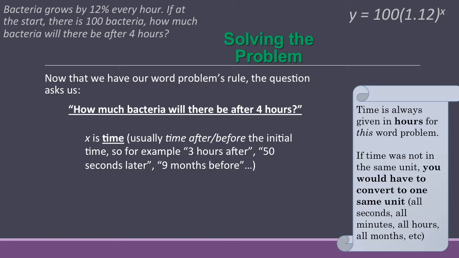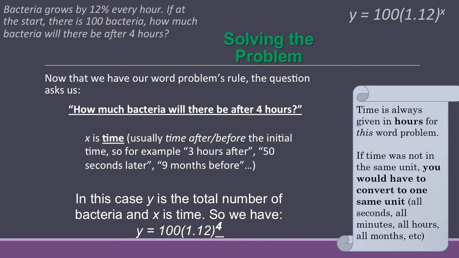This is good. If the time was not the same unit, you would have to convert to one same unit. For example, if you were given 12% every second, how many bacteria will there be after 4 hours? You'd have to change it so that it's the same unit. Hours, minutes, seconds, months, no matter what.